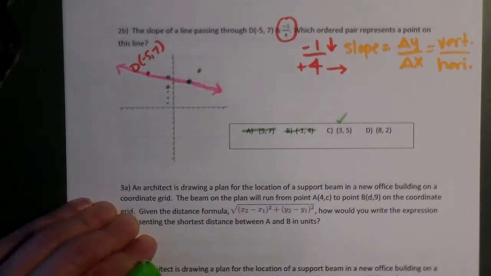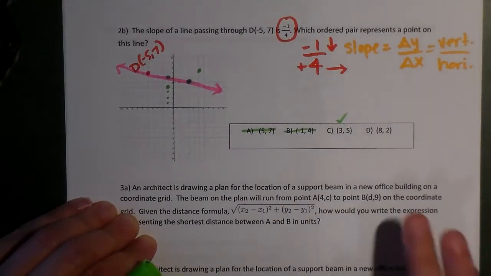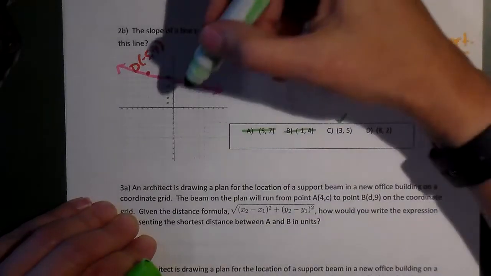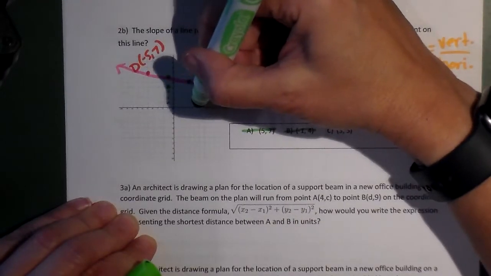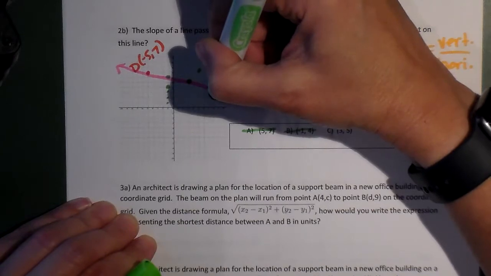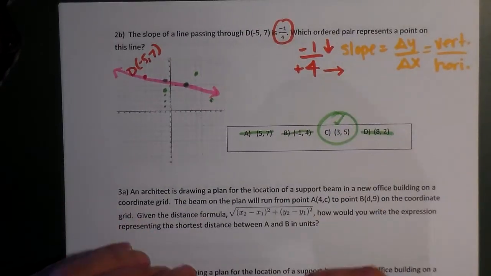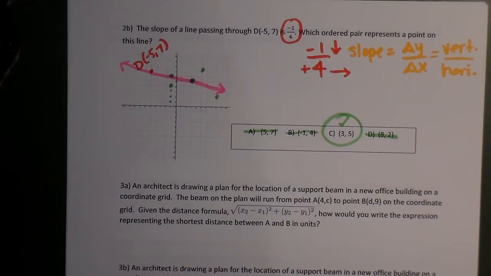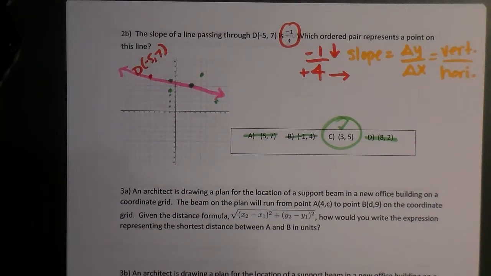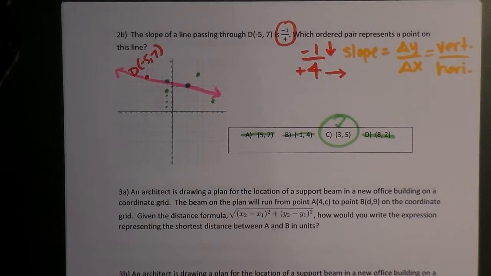Boom. That looks like it's the correct answer, but let's make sure. 8, 2. If I go over 8, 1, 2, 3, 4, 5, 6, 7, 8, and up 2, that is not on my line. Therefore, this is your answer. So that's how you do those questions where you're given a point and a slope, and you have to determine which of the points are actually on the line.